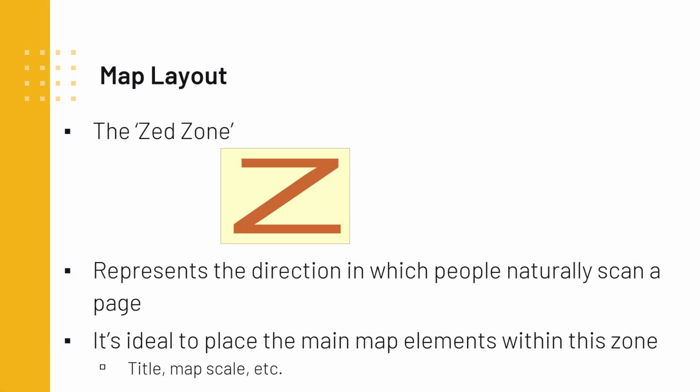So when working on your map layout, consider putting some of these map elements in the Z Zone. Okay, so the Z Zone is the area along the top, through the middle, and along the bottom of your map. So this represents the direction in which people naturally scan a page, particularly if they're in Western society. So this is the ideal place to put some of these main map elements in the zone. So along the top, the map is typically in the middle, and then again along the bottom of your page.